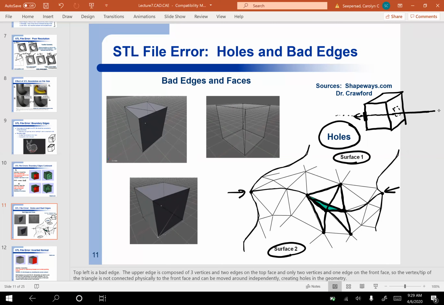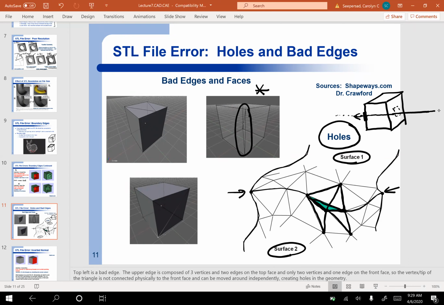You can have bad edges and bad faces. So here's a really good example of one. Let's look here. In this case, we've got a face that's inside of a cube. Here you can kind of see it, barely see it in there. And it shouldn't be there because you don't need a face inside. You only want faces on the exterior.